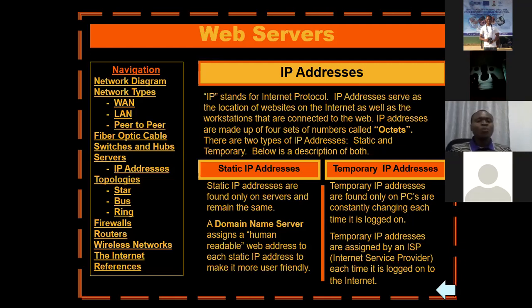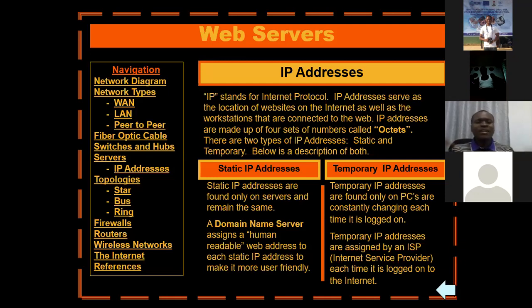IP addresses serve as the location of websites on the internet as well as the workstations that are connected to the web. IP addresses are made up of 4 sets of numbers called octets. There are 2 types of IP addresses. You have the static and the temporary IP. You call it the static or the dynamic IP.